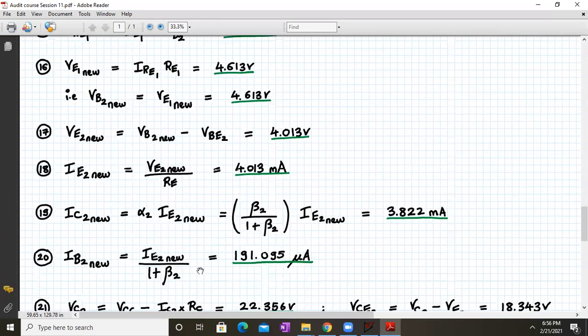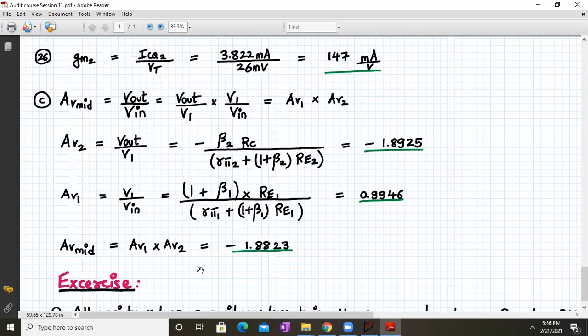Now let me go back to the calculations. So AV mid will be Vout upon Vin, which will be Vout upon V1 into V1 upon Vin, which will be AV2 into AV1. Okay, so AV2 will be Vout upon V1, which will be equal to minus beta 2 into RC divided by Rpi2 plus 1 plus beta 2 times RE2. Now, I'm not going to derive this.